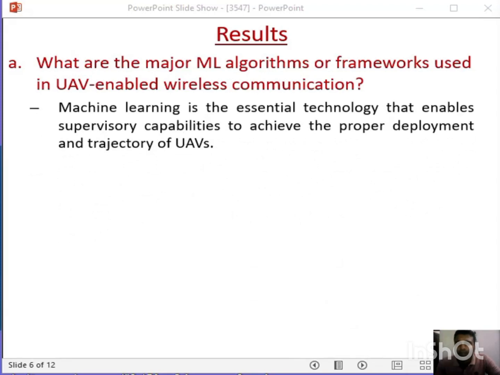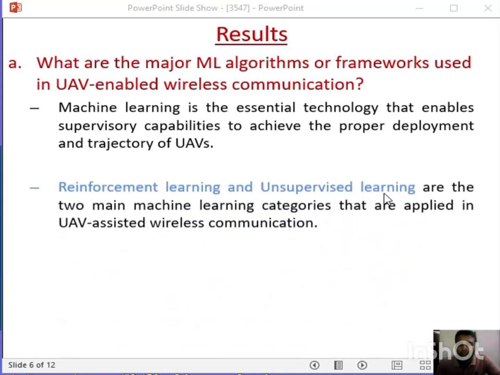Machine learning is the essential technology that enables supervisory capabilities to achieve the proper deployment and trajectory of UAVs. The main areas in UAV assisted wireless communication where machine learning is applied include UAV swarm communication, resource allocation, trajectory prediction, energy optimization, target detection, etc.